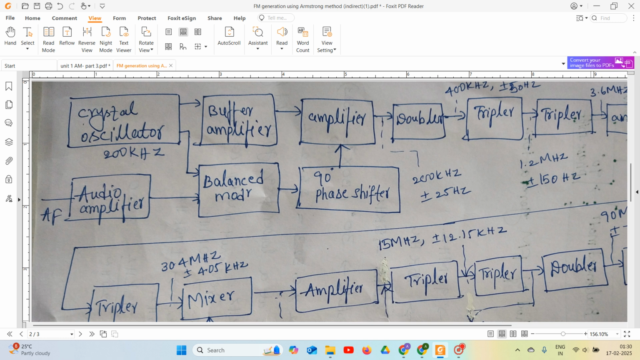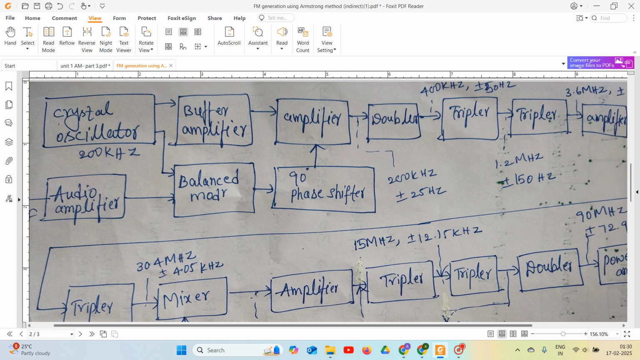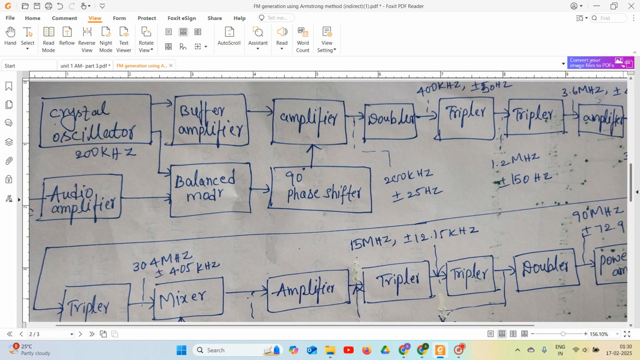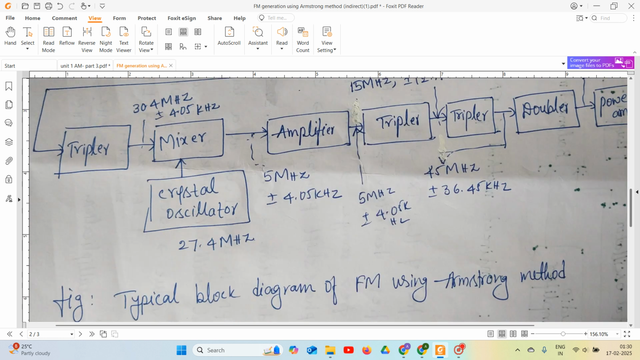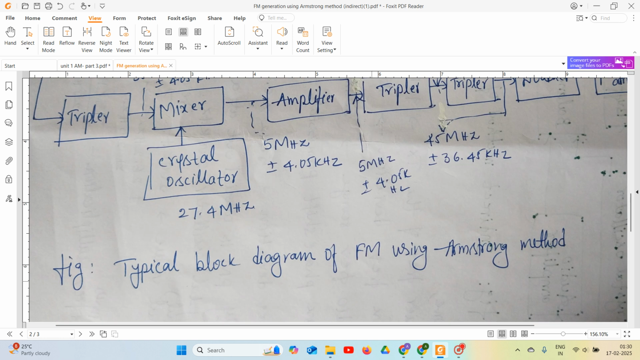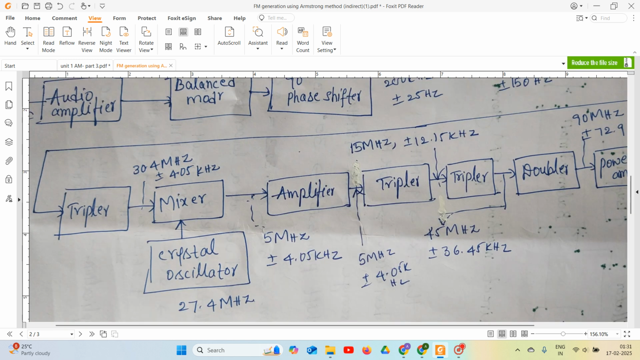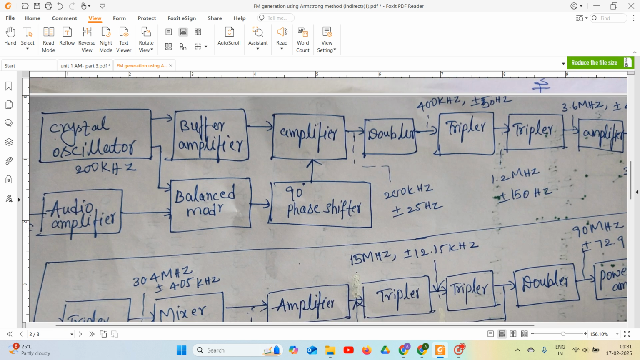See here, this is the block diagram showing how to generate the FM signal by using the PM. This is the block diagram of frequency modulation using the Armstrong method, the indirect method. We can also call it the Armstrong method. This is the typical block diagram. So till now we have discussed it, right?